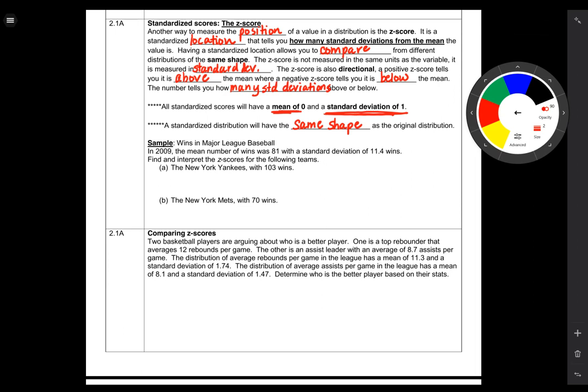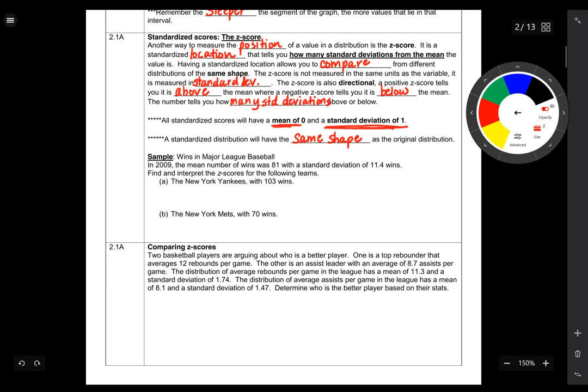Going back to our wins in Major League Baseball, in 2009, the mean number of wins was 81 with a standard deviation of 11.4 wins. Find and interpret the z-scores for the following teams. So in order to find the z-scores, we need to know the formula for the z-score. So here is the formula, and we can write that here in the sidebar.